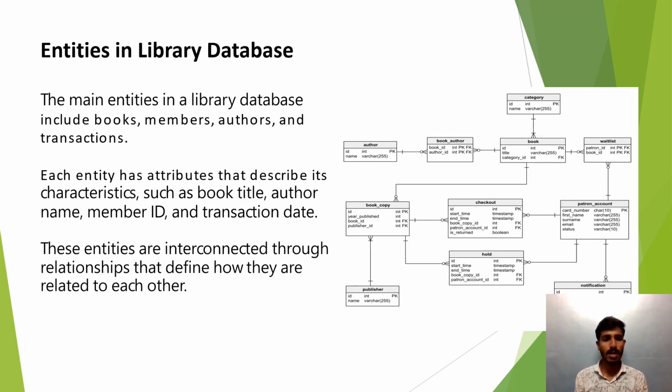Entities in library database. The main entities in the library database include books, members, authors, and transactions. Each entity has attributes that describe its characteristics, such as book title, author name, member ID, and transaction date. These entities are interconnected through relationships that define how they are related to each other.